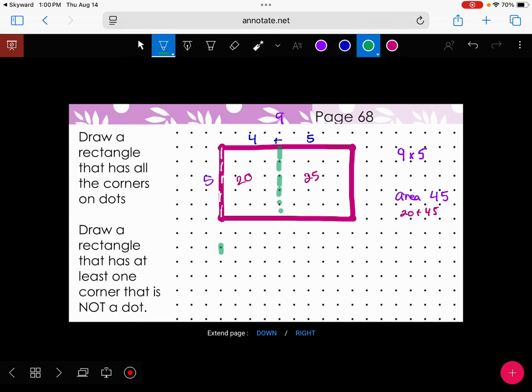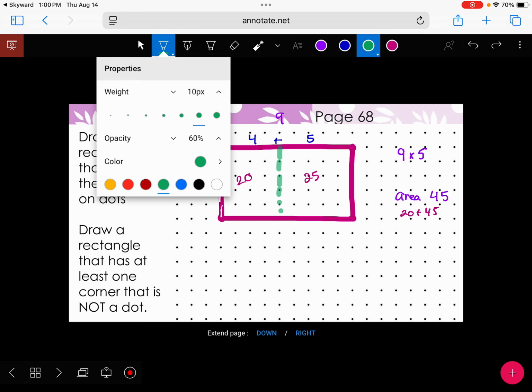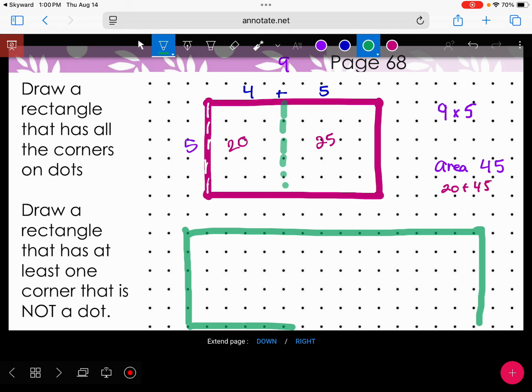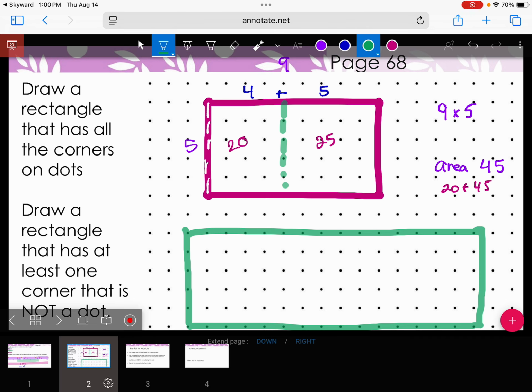So I'm going to draw another rectangle. But this time I want only one set of corners to be on dots. And it can be the same size or a different size. I'm going to do mine a little bit bigger. And I'm going between dots, so not on dots, on one side. Because we're going to see if we can figure out some area for this, but this is not as easy, because we are in between.